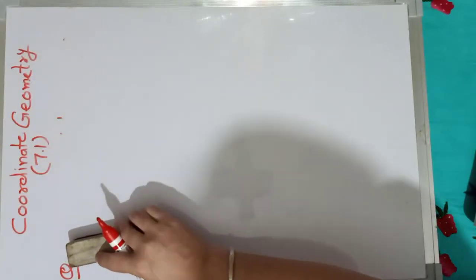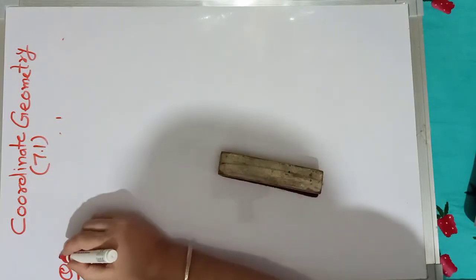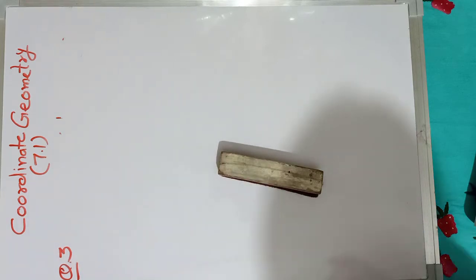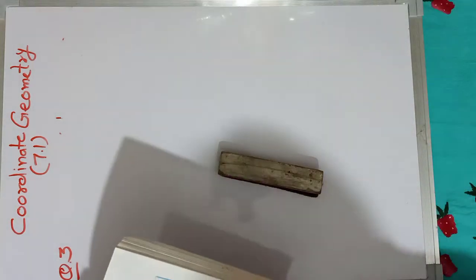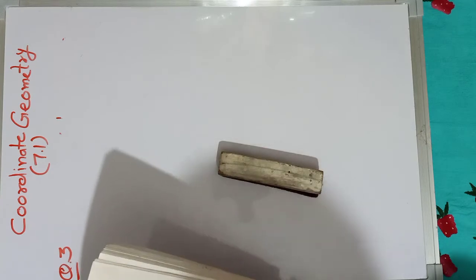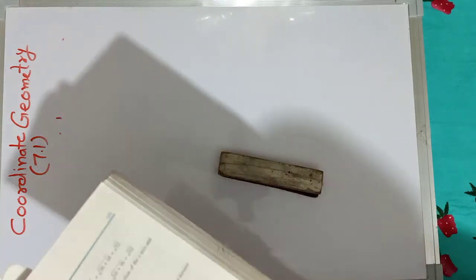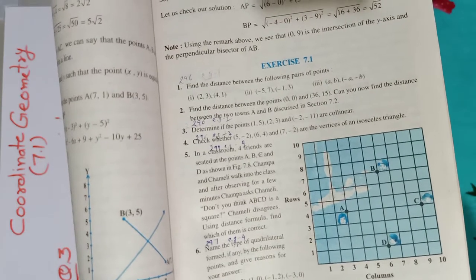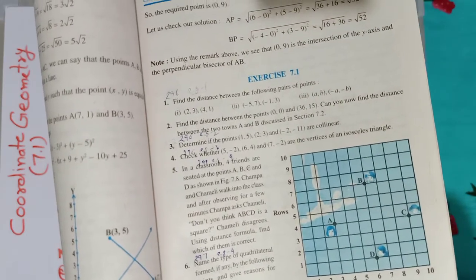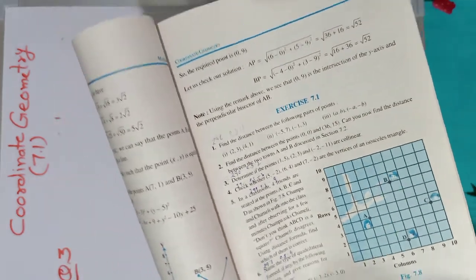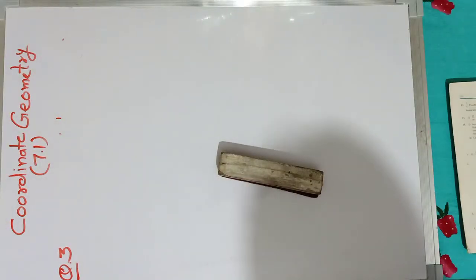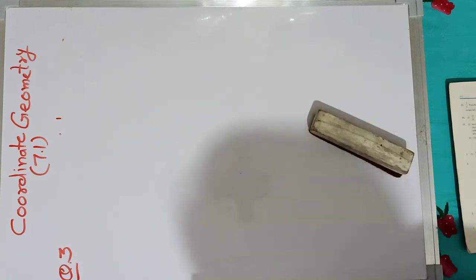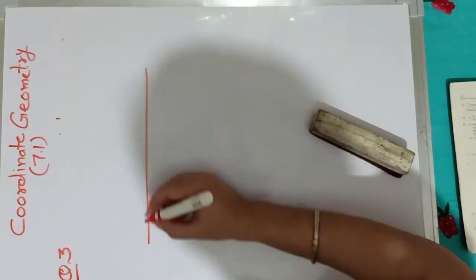Now let us start with question number 3. Wait for a while. Yes, your question is to determine whether the points (1, 5), (2, 3), (-2, -11) are collinear or not. So what does collinear points mean? Collinear means the points lie on a line.